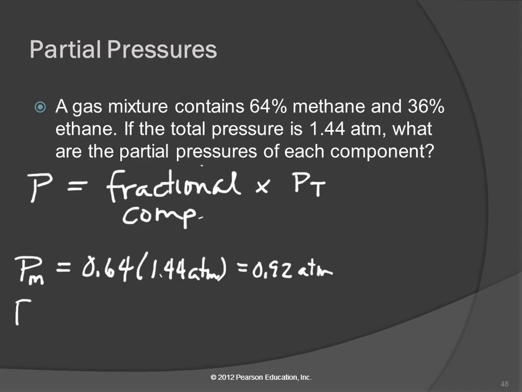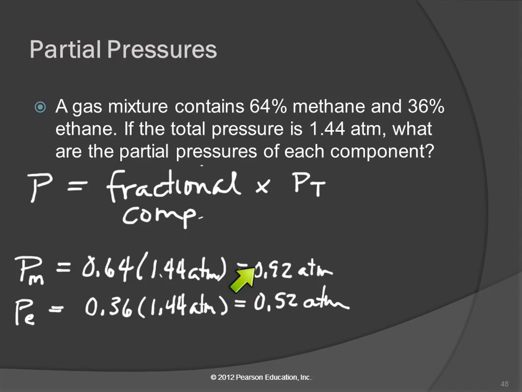What's the partial pressure of the ethane? We have 0.36 times 1.44. 0.36 times 1.44 is 0.52 atmospheres. So in that gas mixture, the ethane is exerting a pressure of 0.92. Did I say ethane? I meant methane. There's so much alike. The methane is 0.92. The ethane exerts a pressure of 0.52 atmospheres.